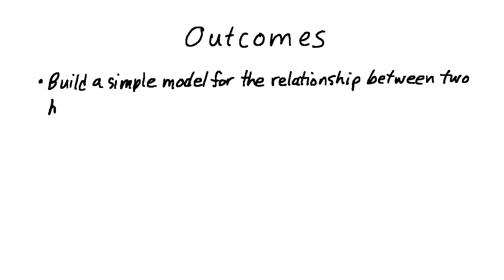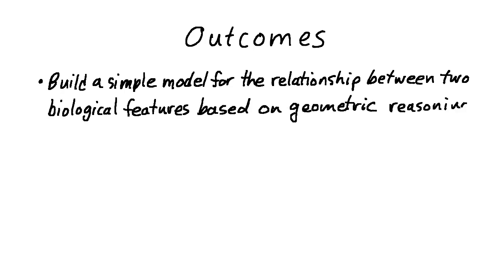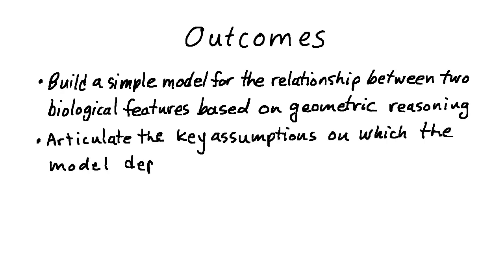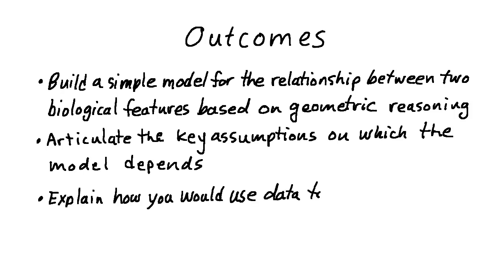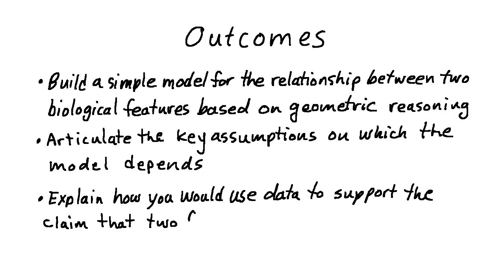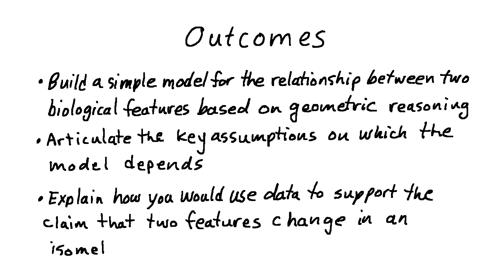By the time you've mastered the ideas I shared in this video, you should be able to do at least 3 things. First, you should be able to build a simple model for the relationship between 2 biological features based on direct geometric reasoning. Second, you should be able to articulate the key assumptions on which your model depends. Third, you should be able to explain how you would use data to support the claim that 2 biological features change in an isometric or allometric fashion. If this seems beyond your grasp at the moment, don't give up. Make sure you complete the assigned reading and try the exercises. Before you know it, you'll be modeling like a pro.